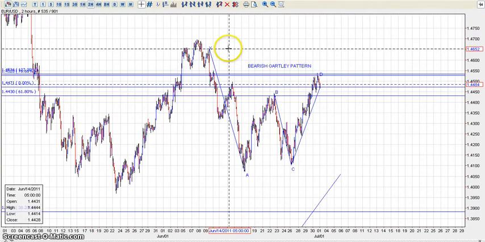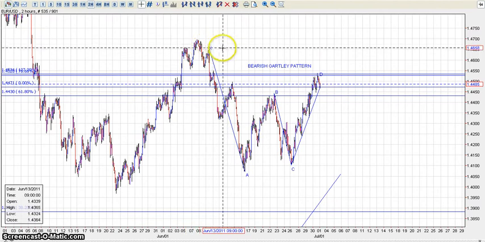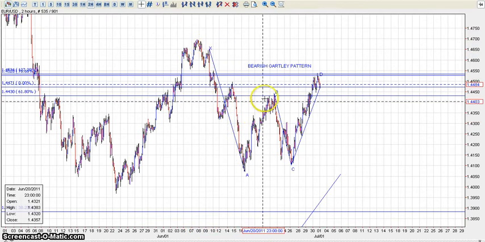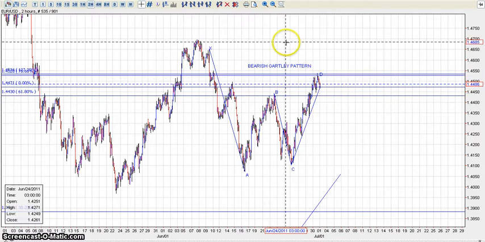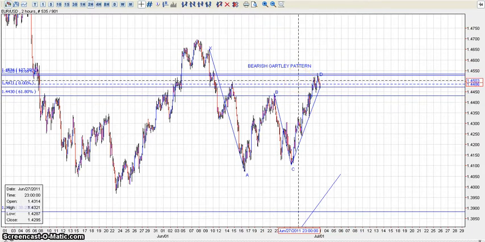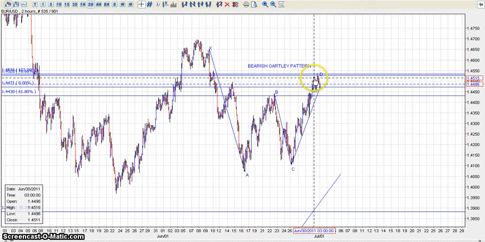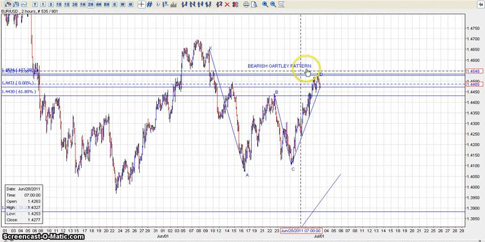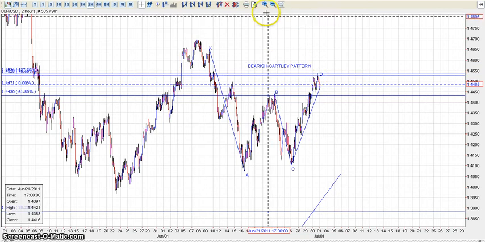Literally, the pattern is a 5-point structure: X, A, B, C, D. And the idea is this pattern identifies a potential reversal zone for the price. Because this is a bearish Gartley pattern, it will be identifying a resistance zone, which is where point D should be located, as you can see here.